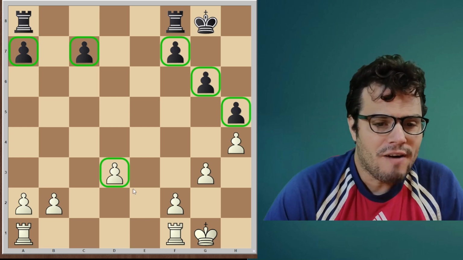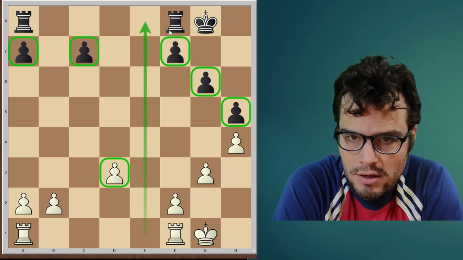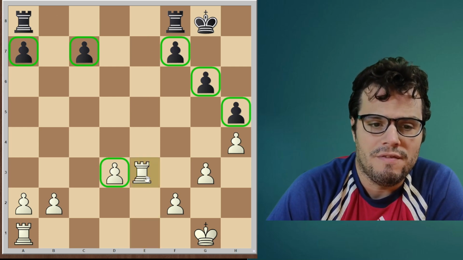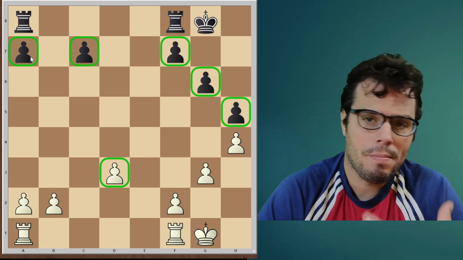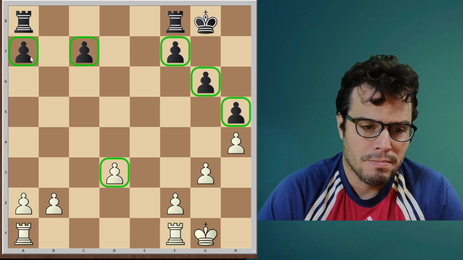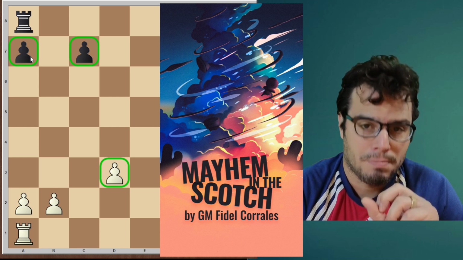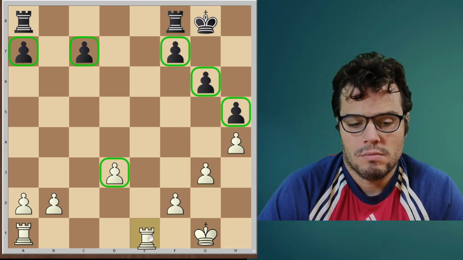So an open file by itself, like this one, does not give you a guarantee of a target, because the only reason you will get onto an open file will be if you actually go in and attack a pawn. So the activity of your pieces, especially your rooks, is measured by what they are doing, what they are attacking, and especially attacking pawns. So I could go here and I could go here.